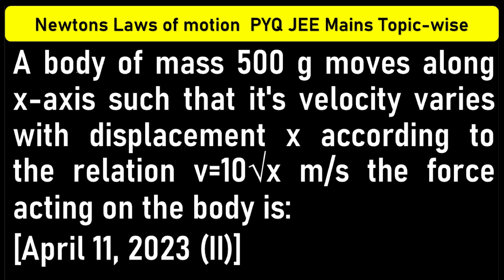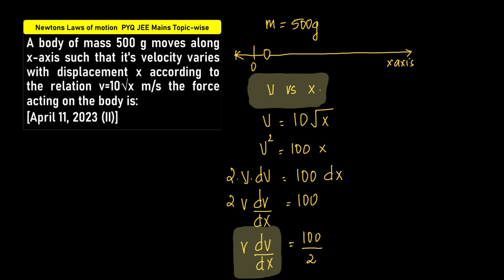A body of mass 500 grams moves along the x-axis such that its velocity varies with the displacement x according to the relation v is equal to 10 root x. The force acting on the body is, okay. So this is a very straightforward question. To visualize the given question, assuming this to be the origin on the x-axis, an object is present here. The mass is 500 gram, which is 500 into 10 to the power minus 3 kilogram, right?